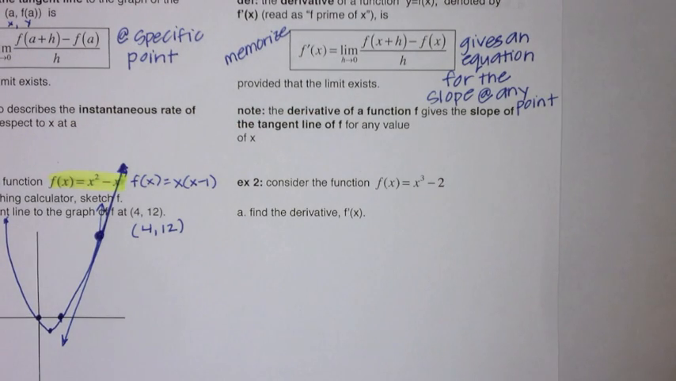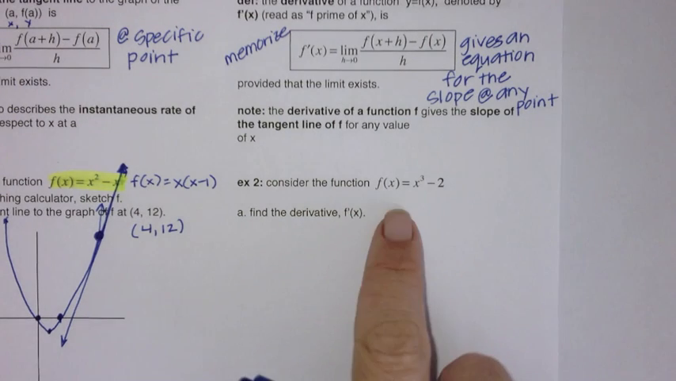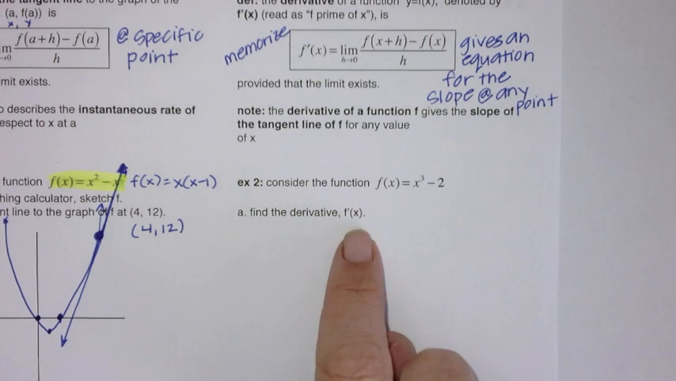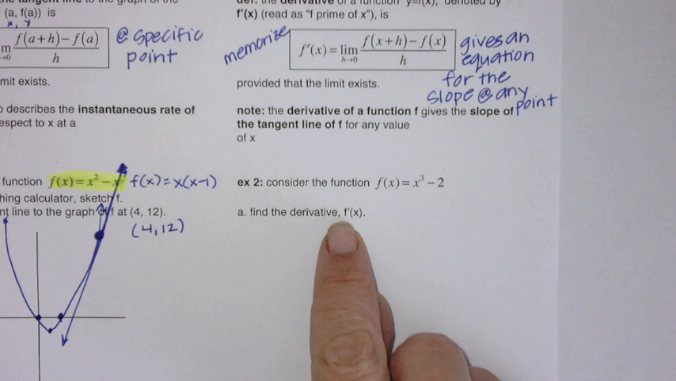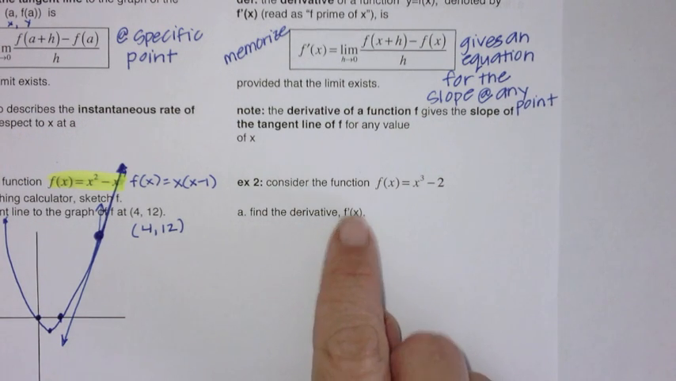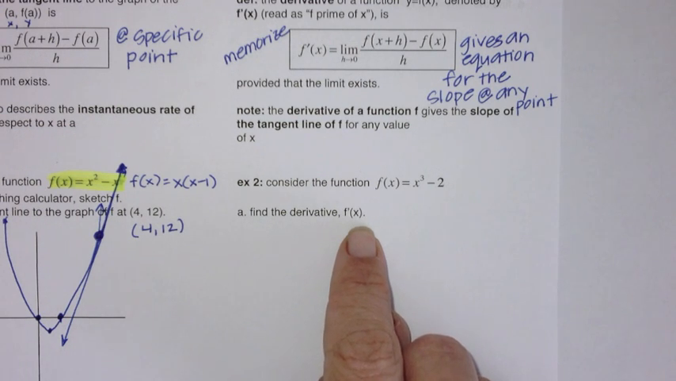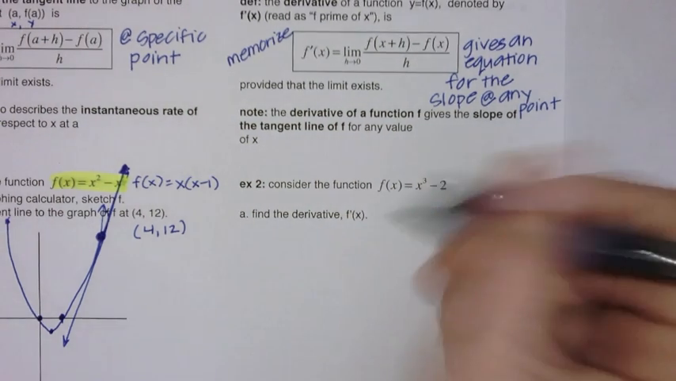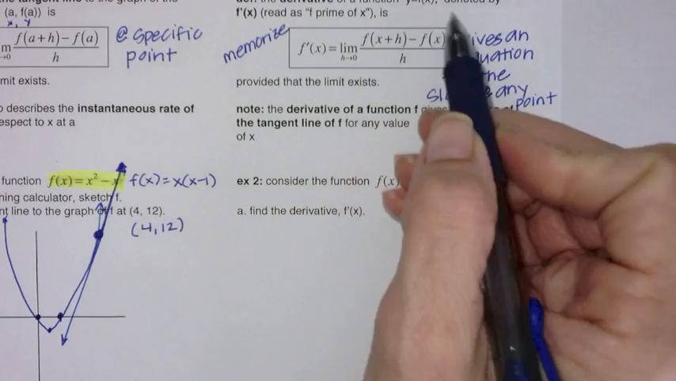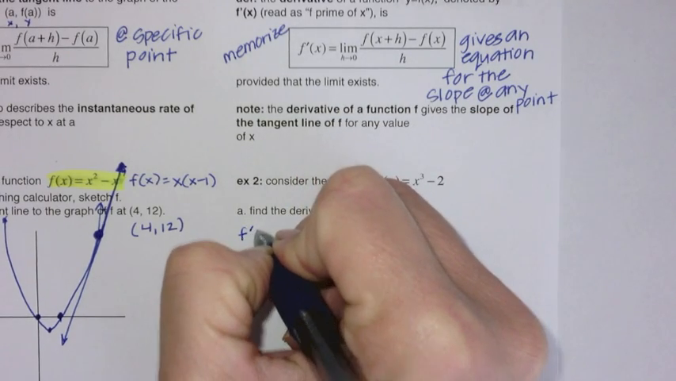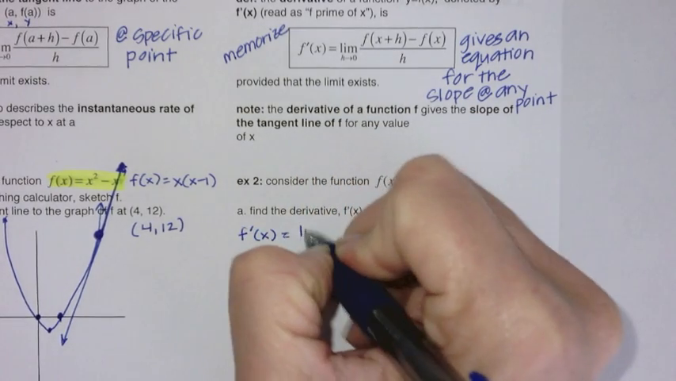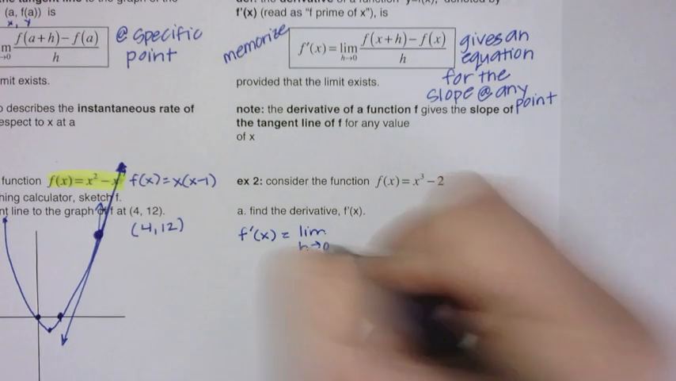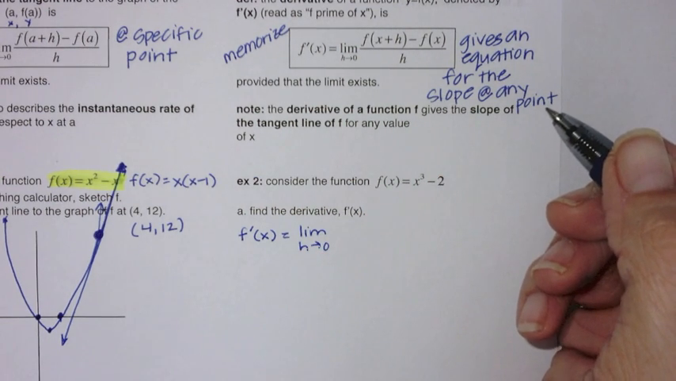So this says consider the function x cubed minus 2. Find the derivative. So notation for derivative is f prime of x. It looks like f apostrophe x, but it's read as f prime of x, and there's actually something called the second derivative. You can do a third derivative, and they just add apostrophes for more variations of derivative. So find the derivative. Okay, let's use the definition. We can plug and chug. F prime of x equals the limit as h approaches 0 of f of x plus h.